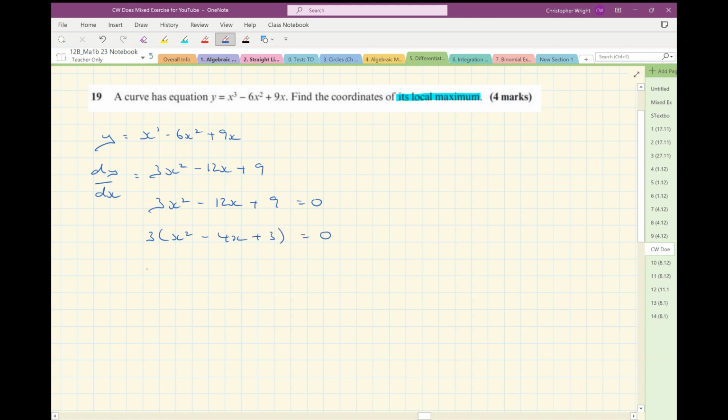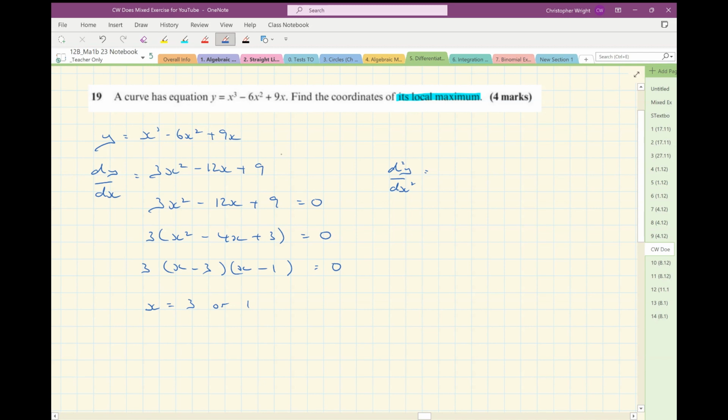Let's continue with our factorization here. x and x, and it can be minus 3 and minus 1. So I have stationary points when x equals 3 or 1. It's just a question of which of those is the maximum. So let's look at the second differential, d2y by dx squared.